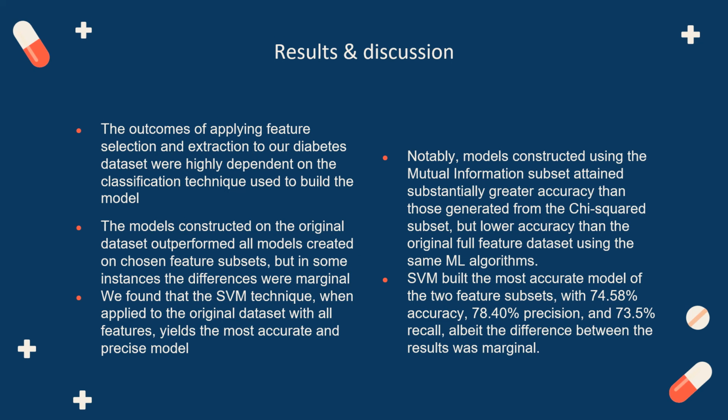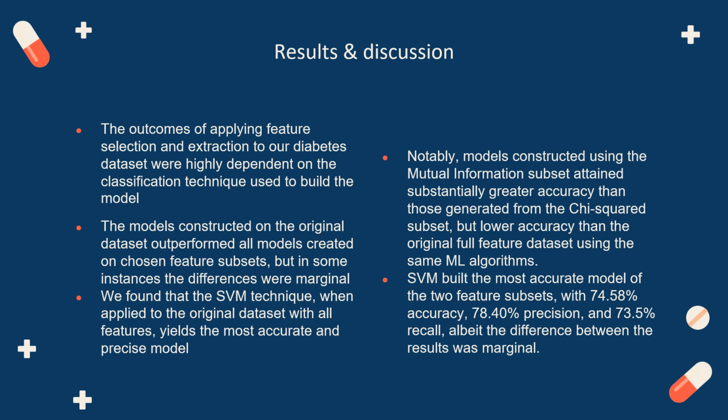Let's now discuss our results. So we notice that the models constructed on the original dataset outperformed all the models created on the chosen feature subset. But in some instances, the differences were marginal. We found that the SVM algorithm, when applied to the original dataset with all features, yields the most accurate and precise model. Notably, the models constructed using mutual information subset attain substantially greater accuracy than those generated from the chi-squared subset, but lower accuracy than the original full feature dataset using the same machine learning algorithms.